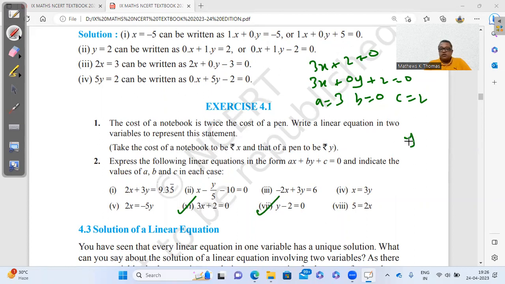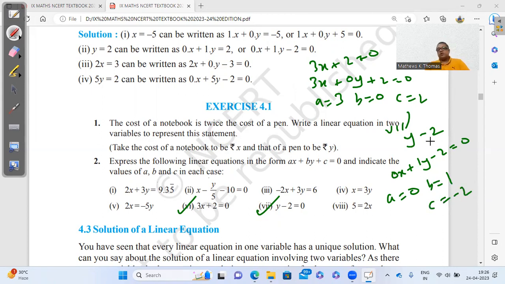Similarly here, y minus 2 is 0. This is the seventh part. There is no x term here. So 0x plus 1y minus 2 is 0, right? No x term, so coefficient of x is 0. So a is 0 here. And coefficient of y, nothing is written here, that means 1. So b is 1 and c is minus 2. So please be careful when there is no x and y term. Write it as 0x here, or in the earlier case, I wrote it as 0y so that you don't make mistakes.